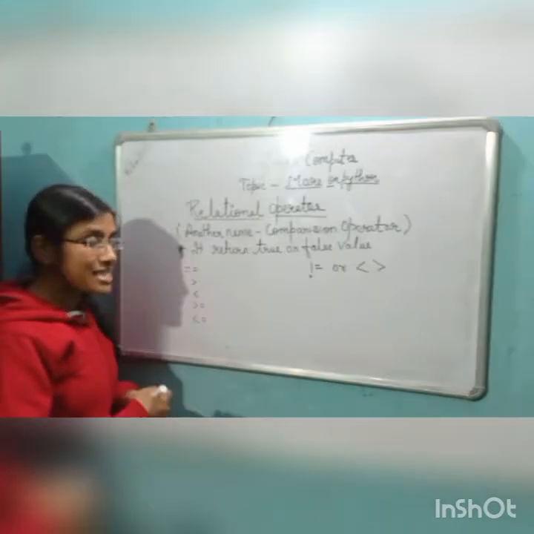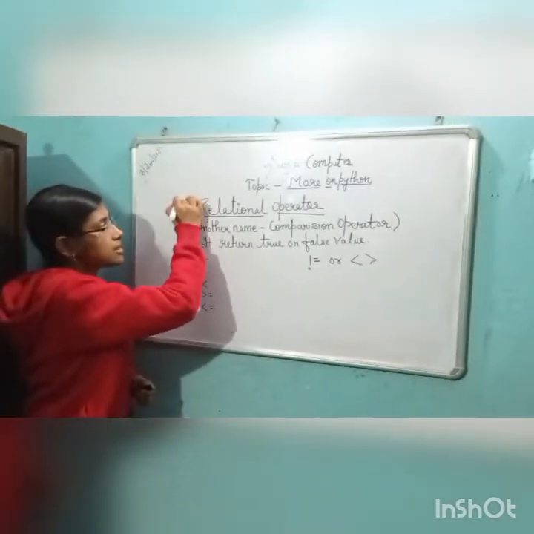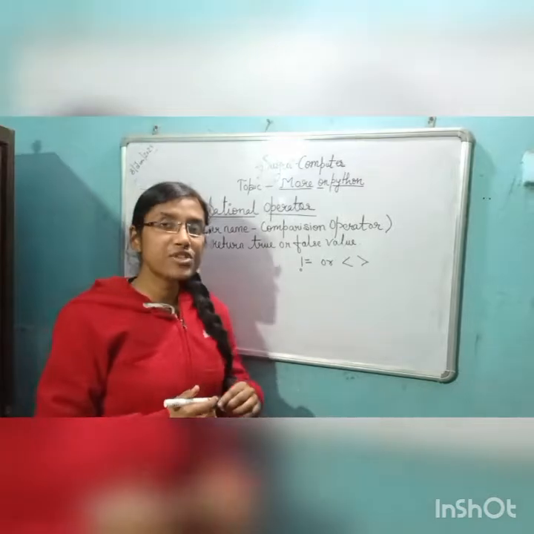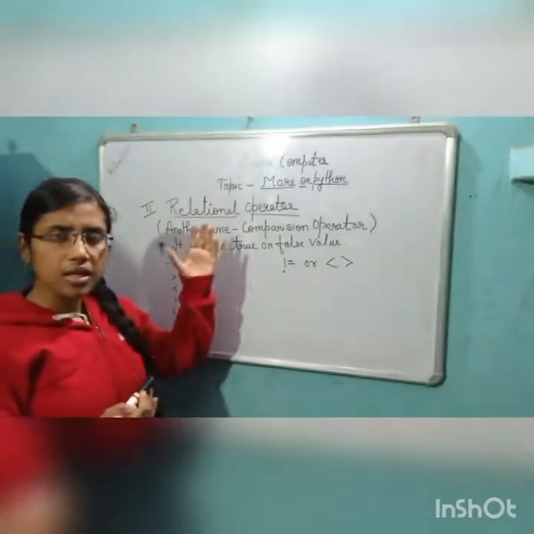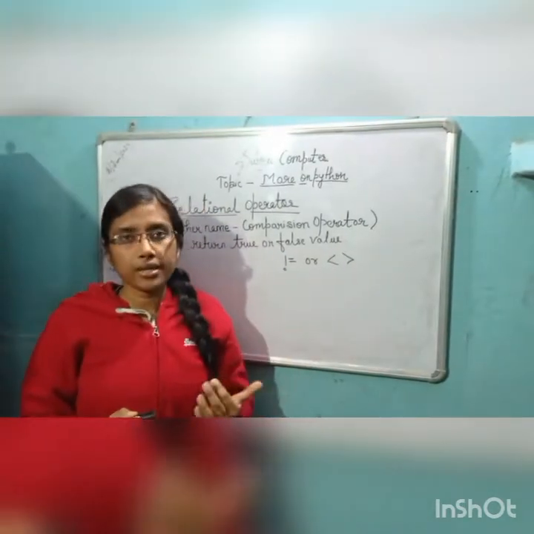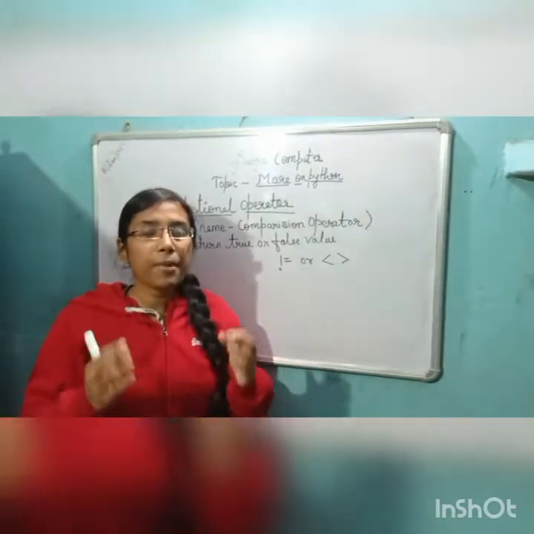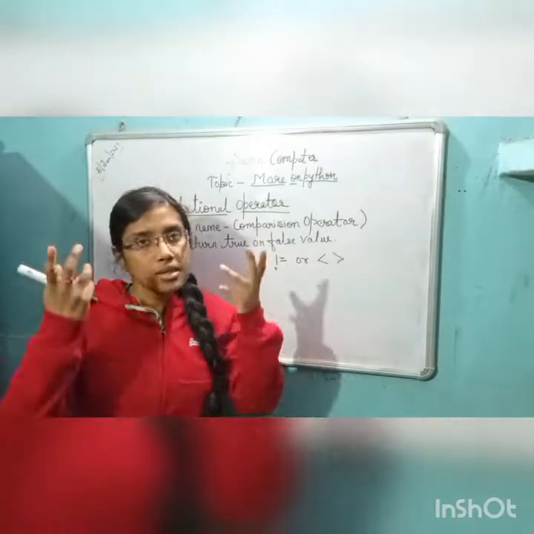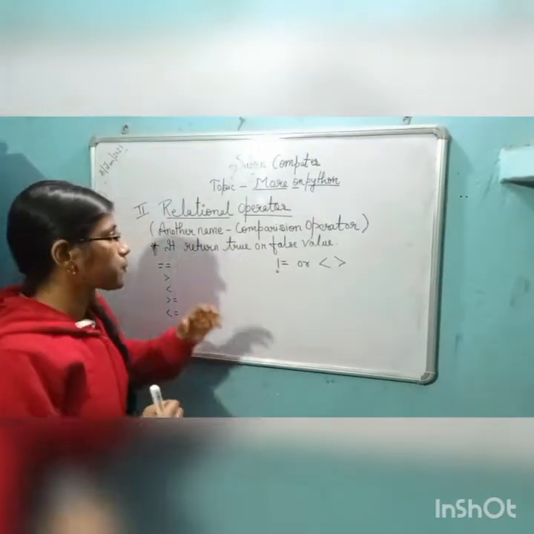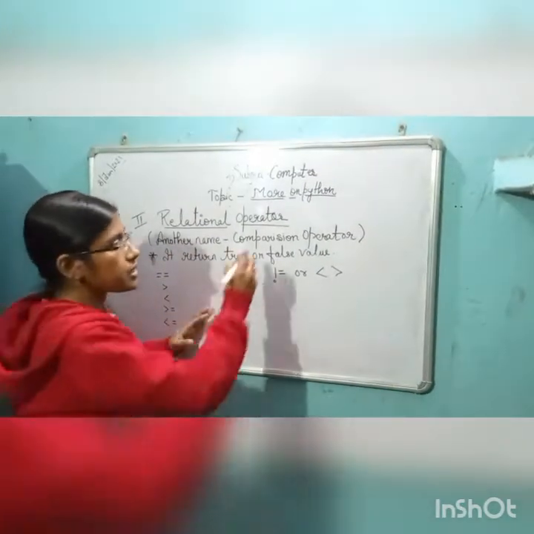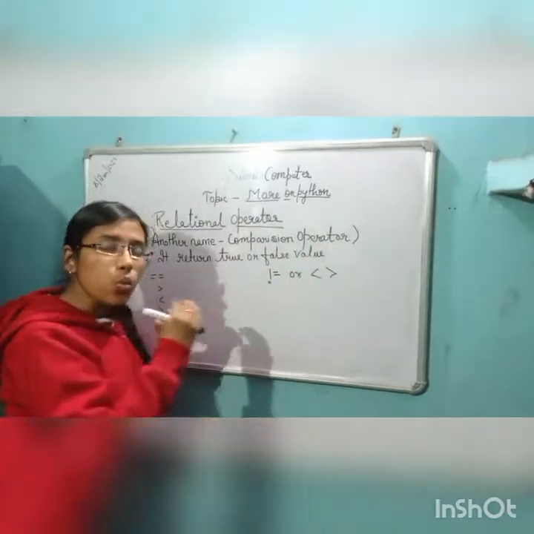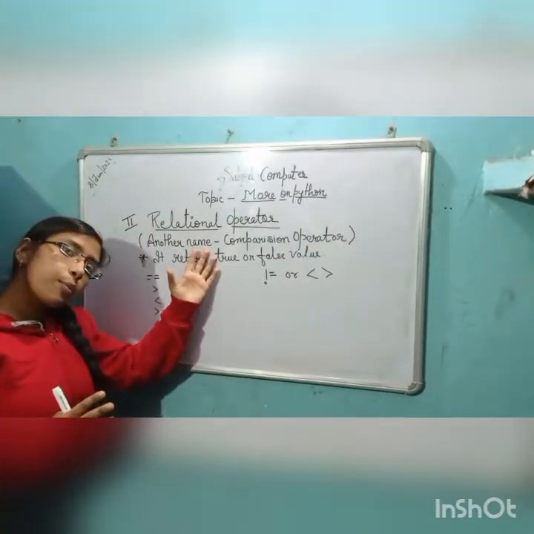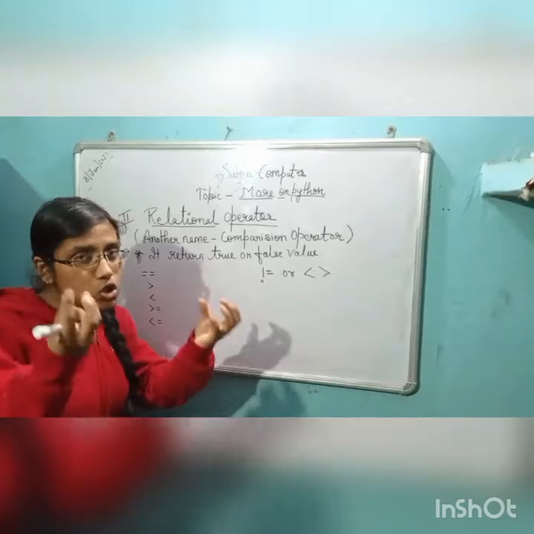Now, the second type of operator that we are going to learn is the relational operator. This operator tells about the relationship between two operands. Another name of this operator is the comparison operator. We generally use this type of operator to compare two objects.